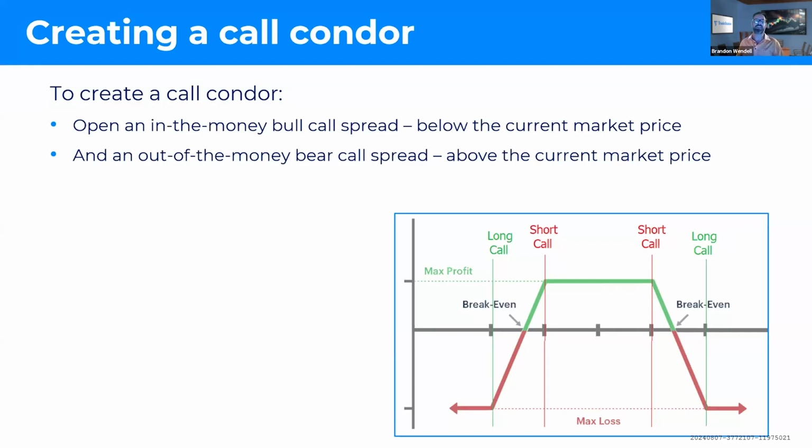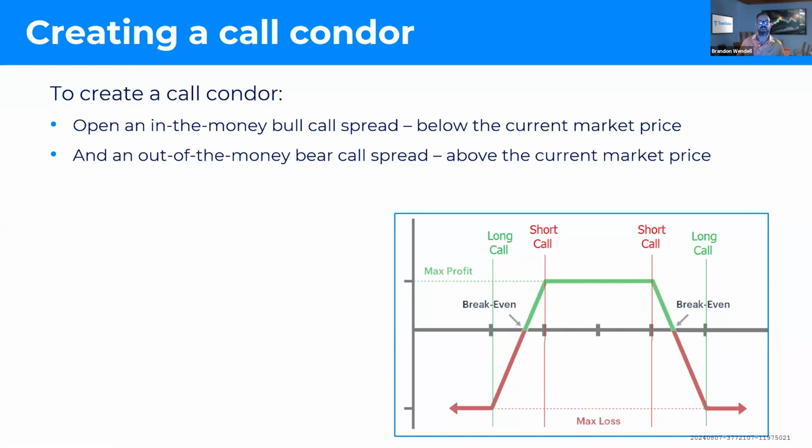Well, the nice thing is that because you're doing a bull call spread, you do have a limit on the risk. The long call does offset some of that risk of the short call. But at the same time you do that, you're also going to be doing an out of the money bear call spread, meaning you sell a call out of the money above current price, and you buy an even higher out of the money call. You do that in order to collect some premium.